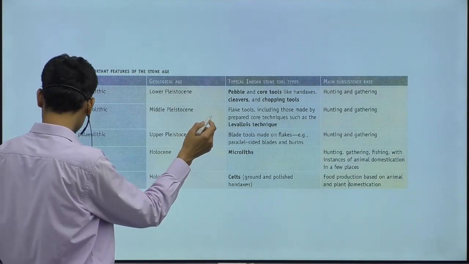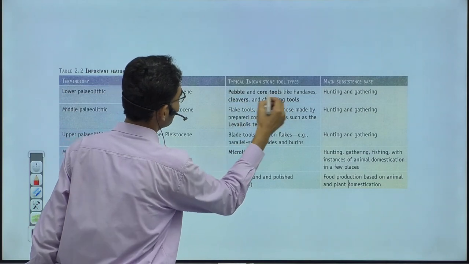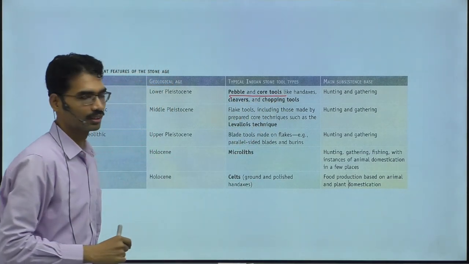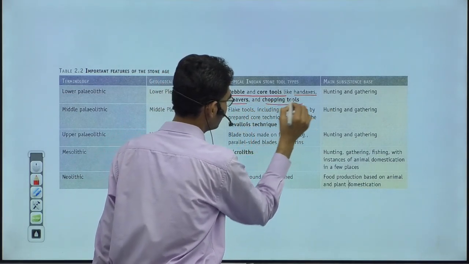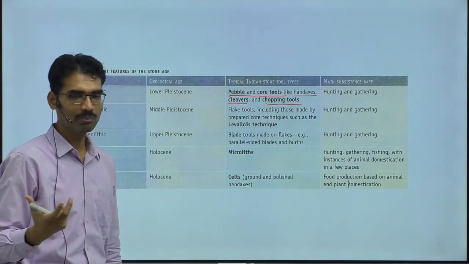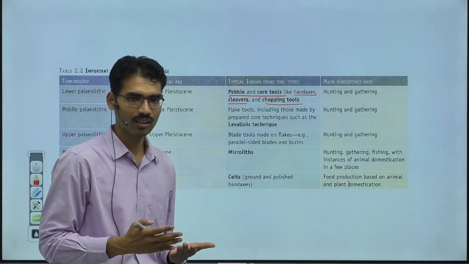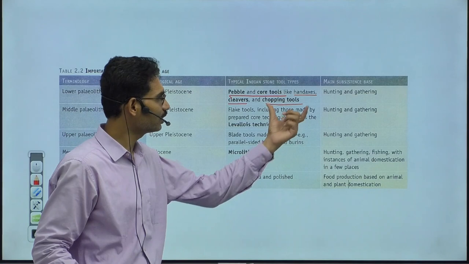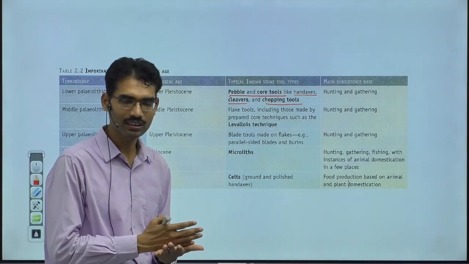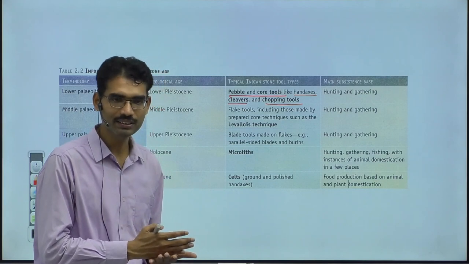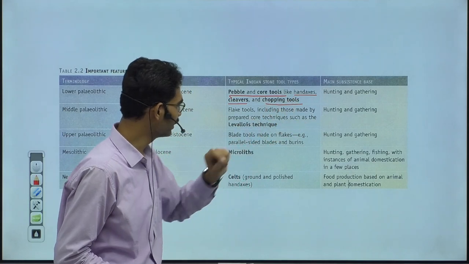When it comes to lower, they used the core tools, pebble and core tools, and these are the hand axe, cleavers, and chopping tools. Their main food habit was hunting and gathering. And in hunting, they needed the tools for hunting the animals, for cutting the trees, or for cutting the hides, and for chopping the meat. For those purposes, they created this.